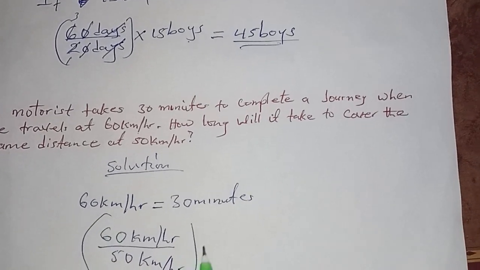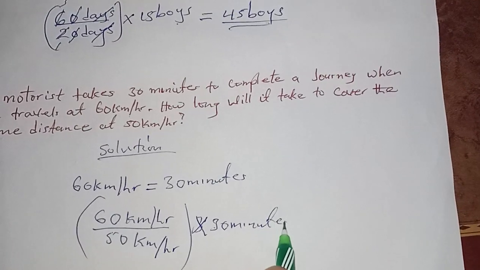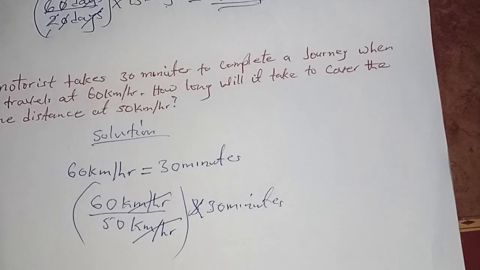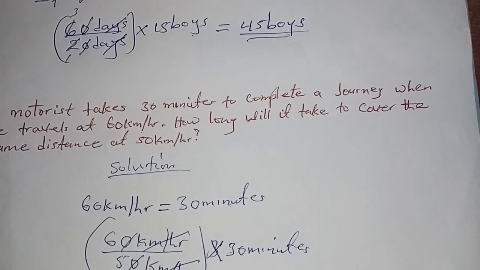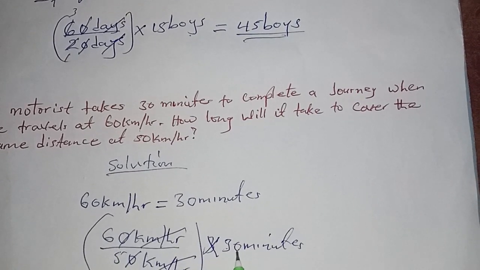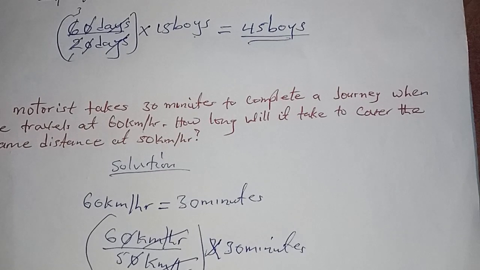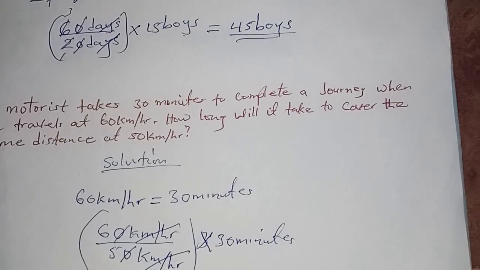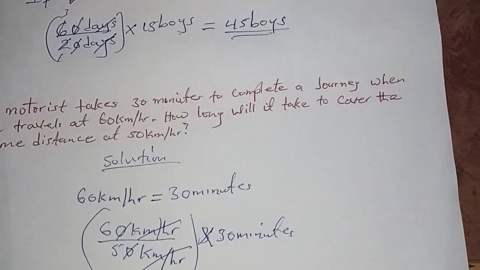So it should be multiplied by the quantity, which is 30 minutes, right? So you know that kilometer per hour cancels kilometer per hour, right? Very good. So if you do your math in there, this 0 will cancel this 0, and then 6 divided by 5 is 1.2, right? Now if you take this 1.2 and multiply by 30, we're supposed to get 36, right? So our answer for this will be 36 minutes. 1.2 times 30 is 36, right? So it'll be 36 minutes.